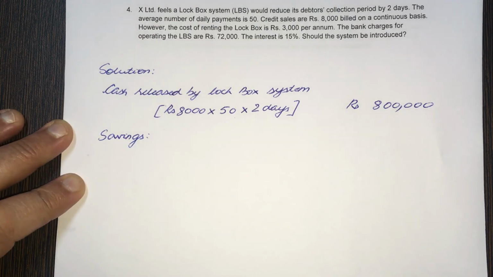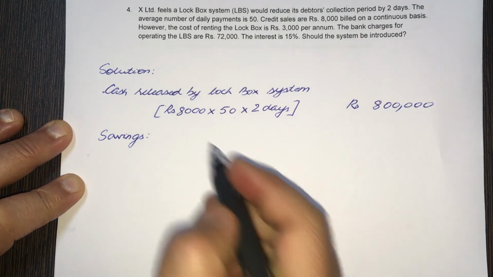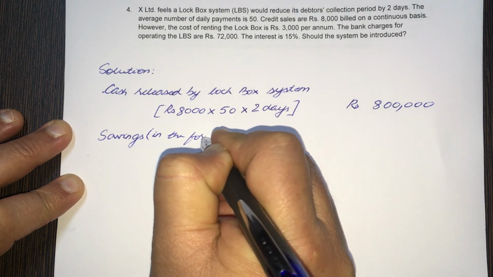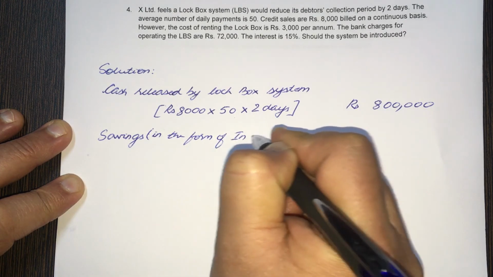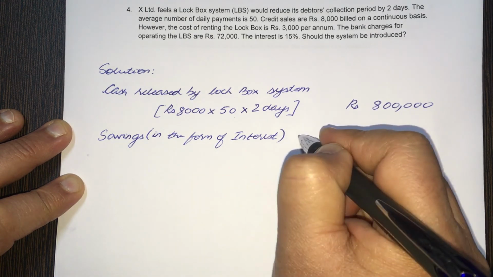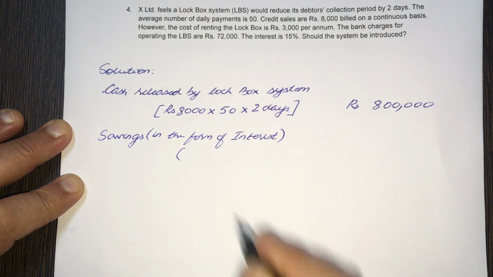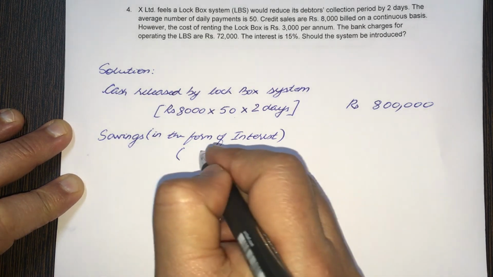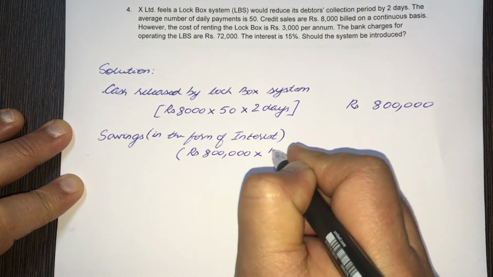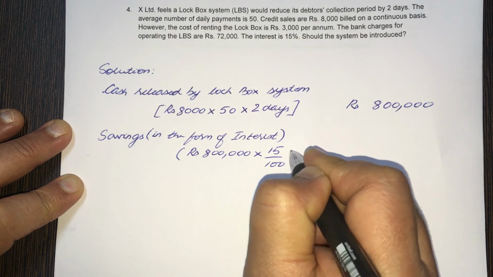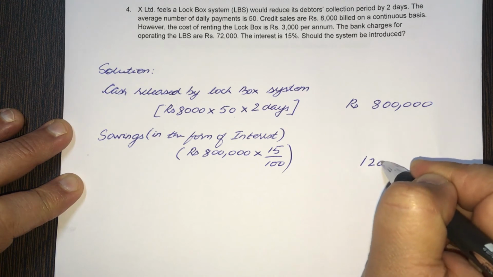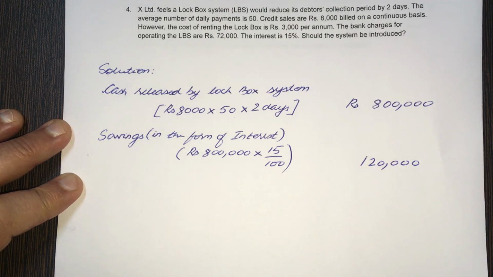Your savings would be in the form of interest. So interest savings will be rupees 8 lakhs into 15%. If you calculate, that works out to 1 lakh 20. Now this is your savings.